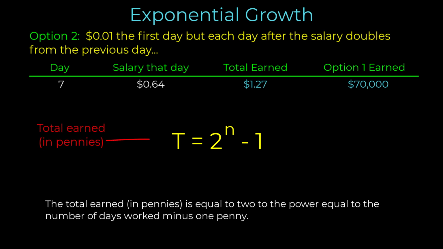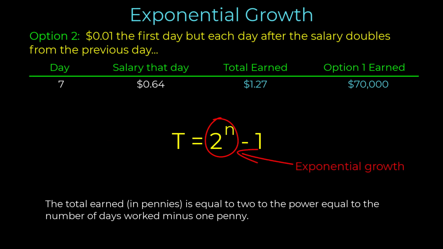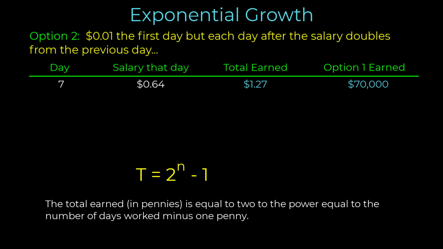Total earned in pennies, let's call it T, equals 2 to the power of n, where n is the number of days worked. And then, when I've evaluated that expression, I subtract 1 cent. The fact that the growth of wages is based on an exponential function is what makes this exponential growth. In order to find out how much I earned after 15 days, I put the number 15 into the equation in place of n, and then use my calculator to solve the problem.